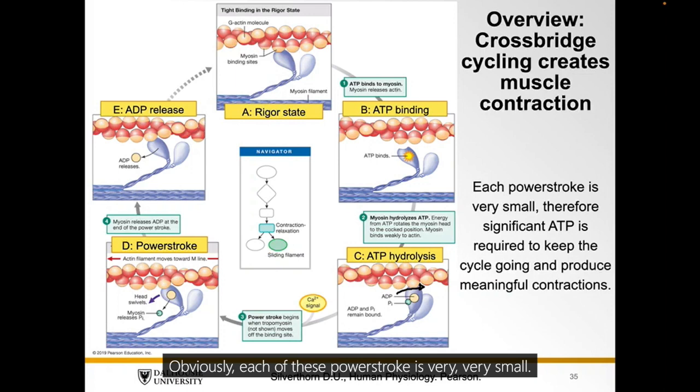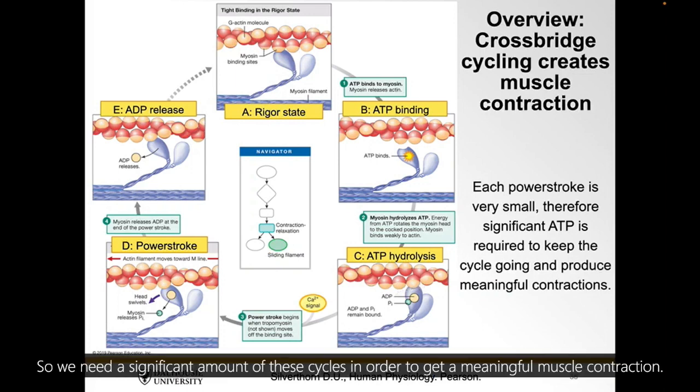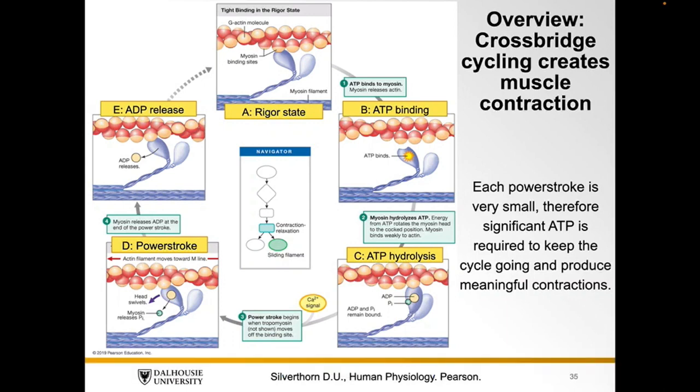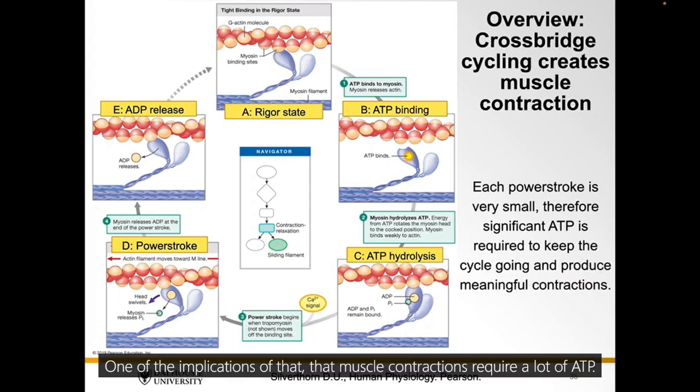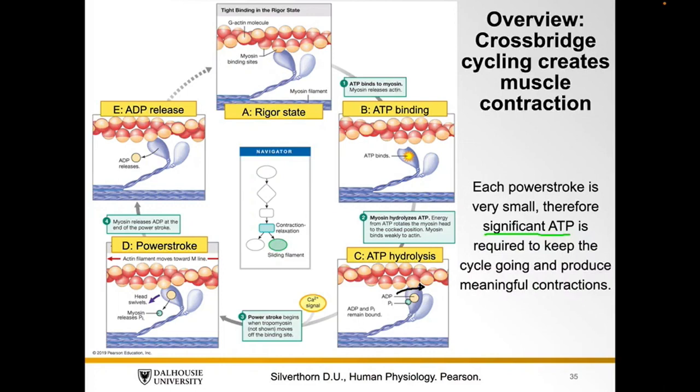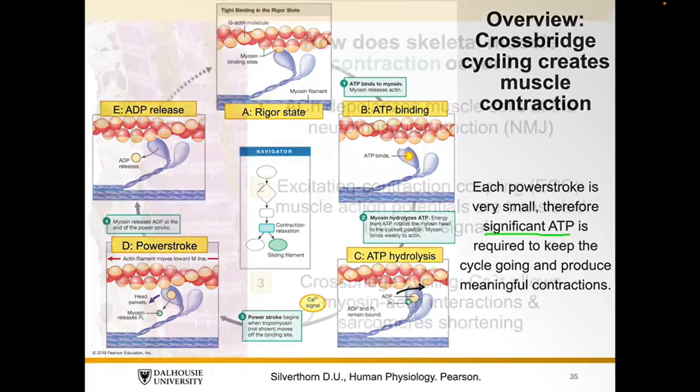Obviously, each of these power strokes is very, very small, so we need a significant amount of these cycles in order to get a meaningful muscle contraction. One of the implications of that is that muscle contractions require a lot of ATP. And in the next video, we'll actually talk about where that ATP comes from.